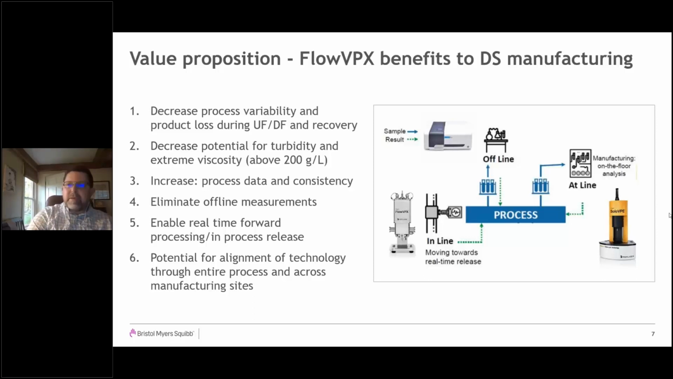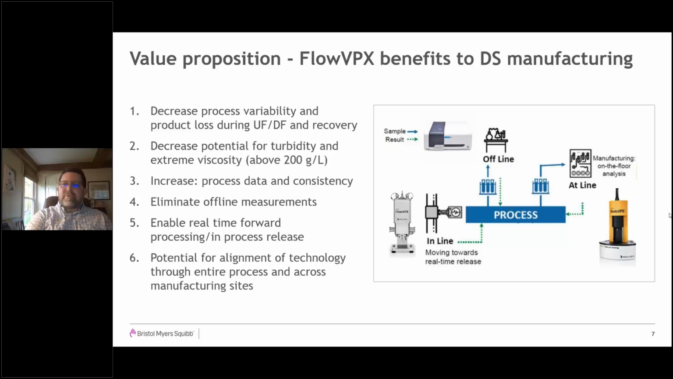So again, you want to increase process data and consistency. Something else that is almost an intangible is that you are creating a record of the process concentration for the entire process. So you have that nice portrait of what happened during the entire process from a concentration perspective, which you would not have without an inline measurement. Eliminate, at some point, taking offline measurements.